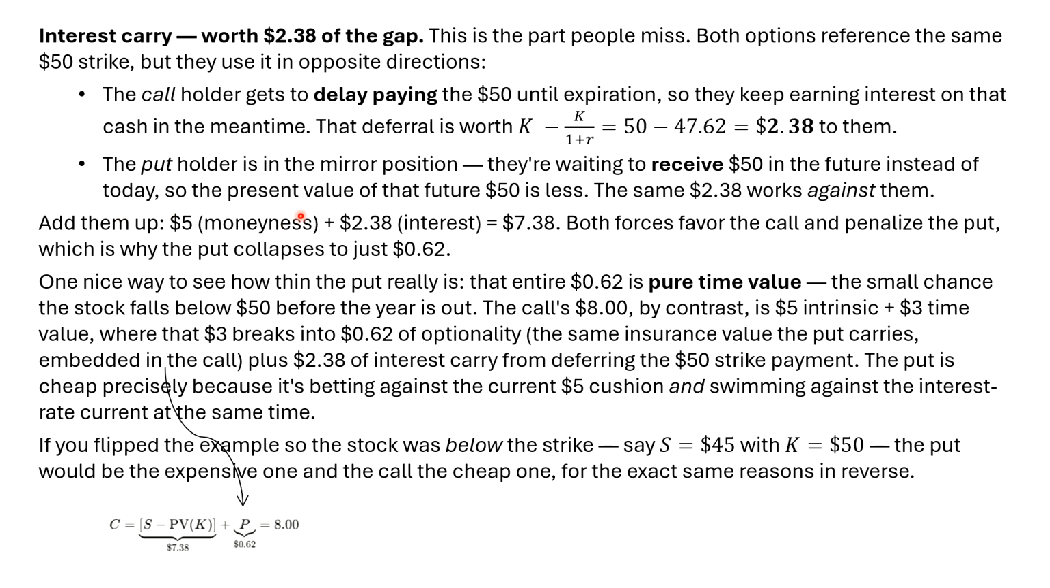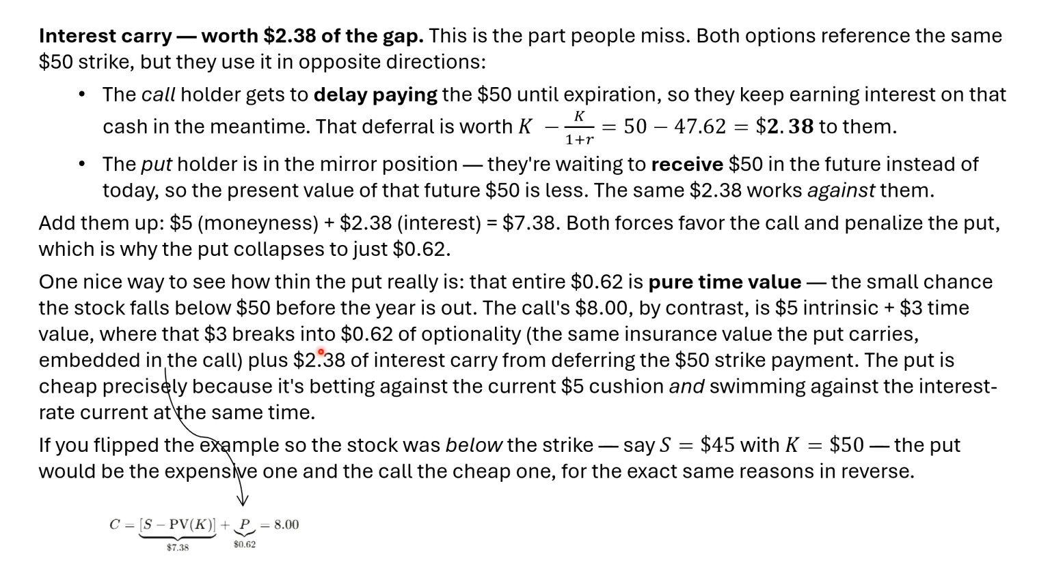The put holder, on the other hand, is the mirror of that position. They're waiting to receive the $50 in the future instead of today. So the present value of that future $50 is less. The same $2.38 works in the opposite direction for them. So if we add up the $5 from the last slide and the $2.38, we get $7.38. So both forces favor the call and penalize the put, which is why the put collapses to just 62 cents.